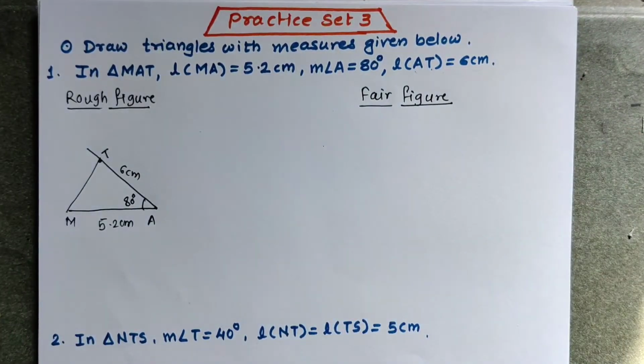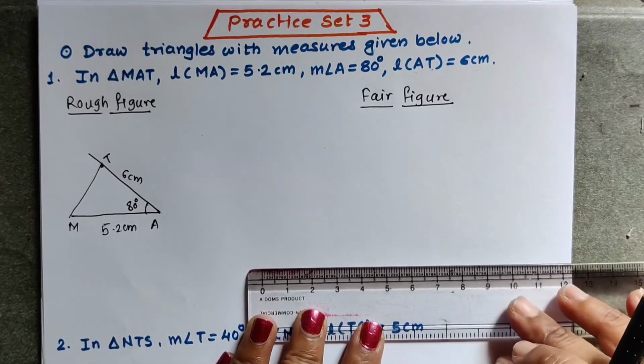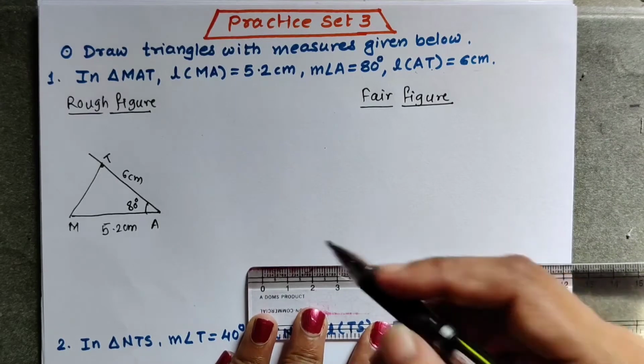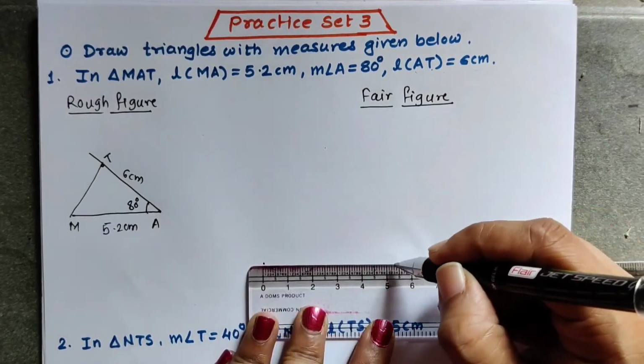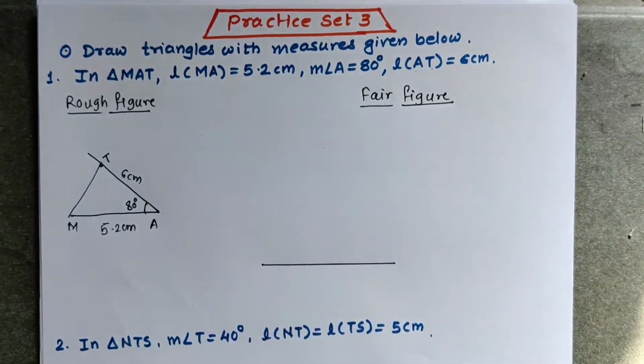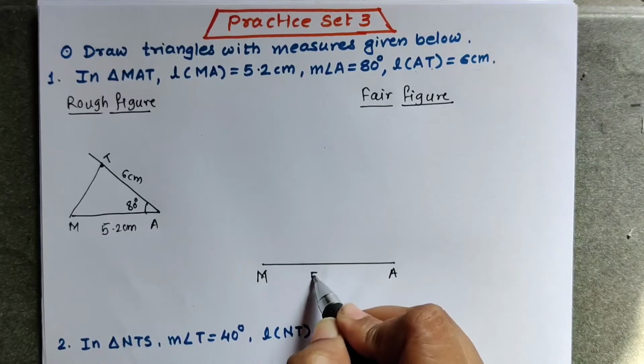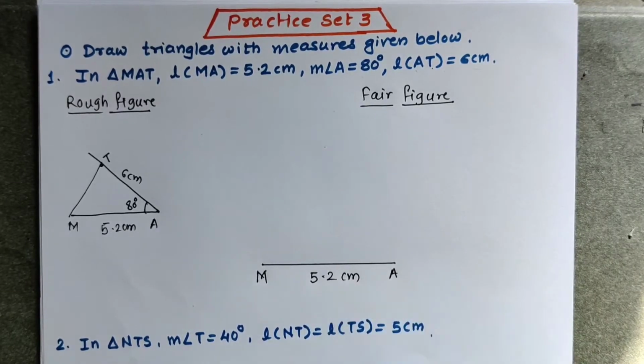So let us draw the fair diagram. MA is 5.2 centimeter. So first I will be drawing a 5.2 centimeter long segment MA from 0 till 5.2. First I have drawn this segment, base side MA, which is 5.2 centimeter of length.